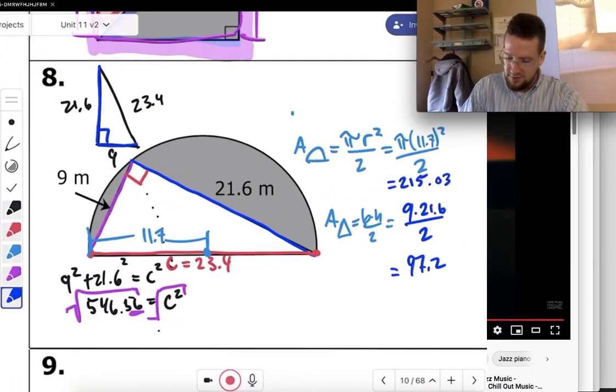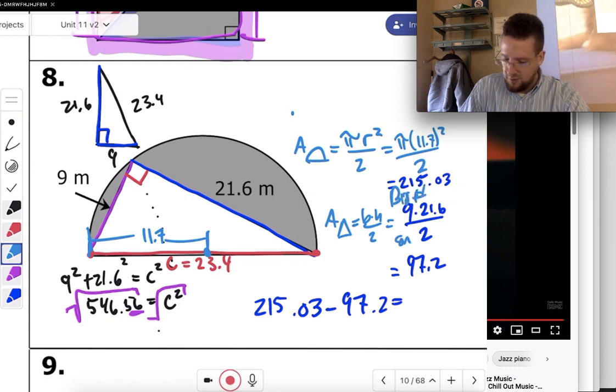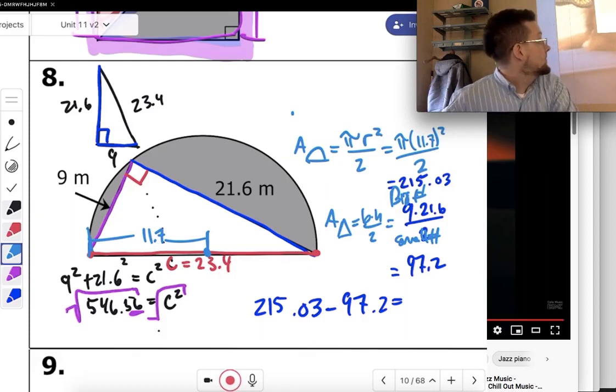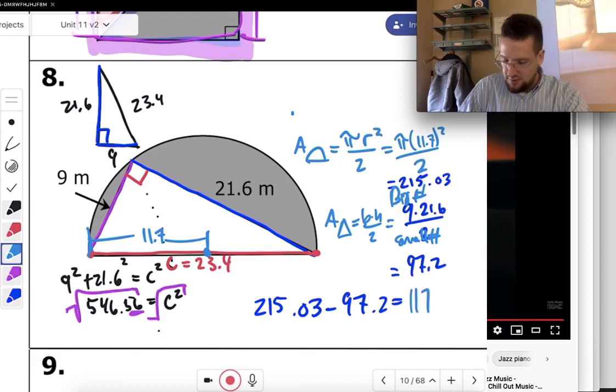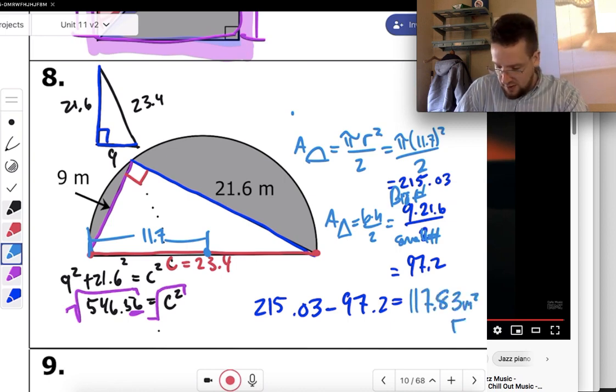Yeah, and now we want to add these two things. So no, we want to subtract. We want to subtract the small one from the big one. This is the shaded region. Really, that's all we're doing here, right? Big number, small number. Just take the small one from the big one. If you do the reverse, you'll get a negative number, and you can't have a negative area. You can't owe someone area. That doesn't make sense. 117.83, and these are meters squared. And that's where we're done.